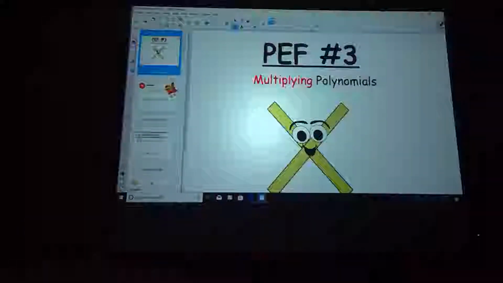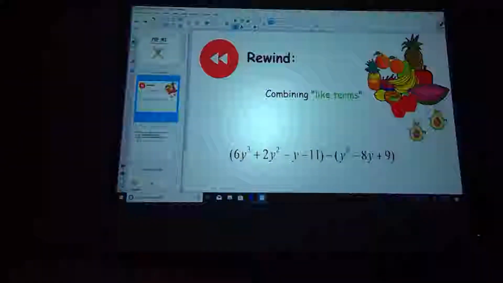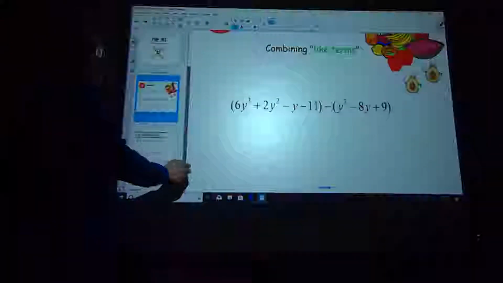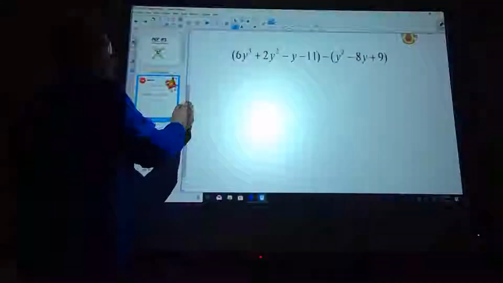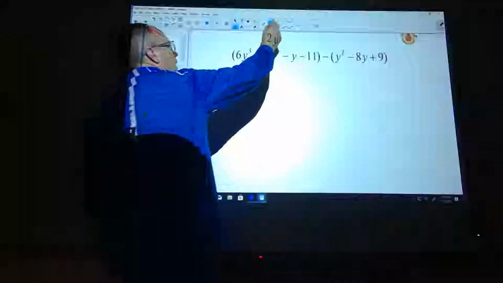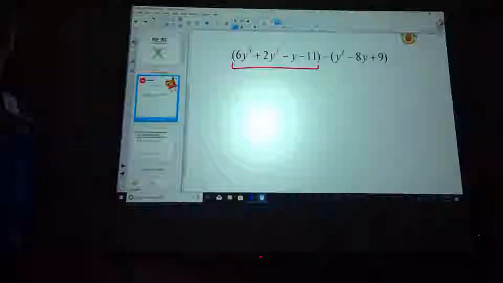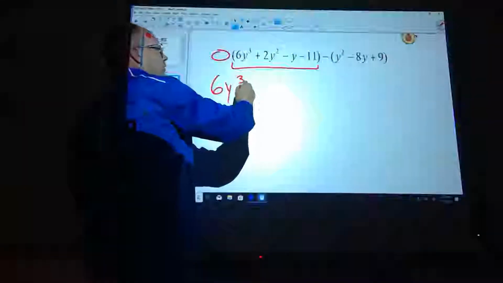But let's start talking about, so let's see, they have us rewind. I don't know why we're rewinding. Oh, okay. So they want us just to combine like terms. We did this yesterday, right? This type of problem. What did we need to do? Can I drop that set of parentheses right there? Yeah, I have nothing out front that I need to distribute over. And so all those signs stay the same.